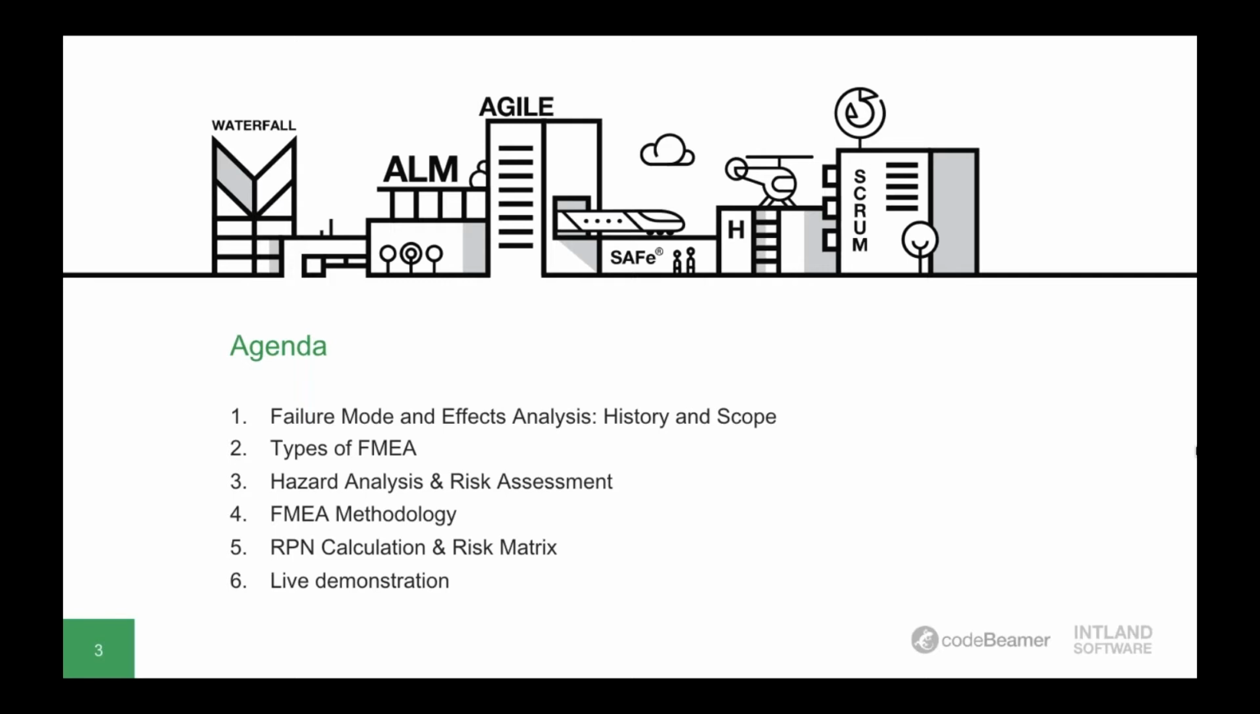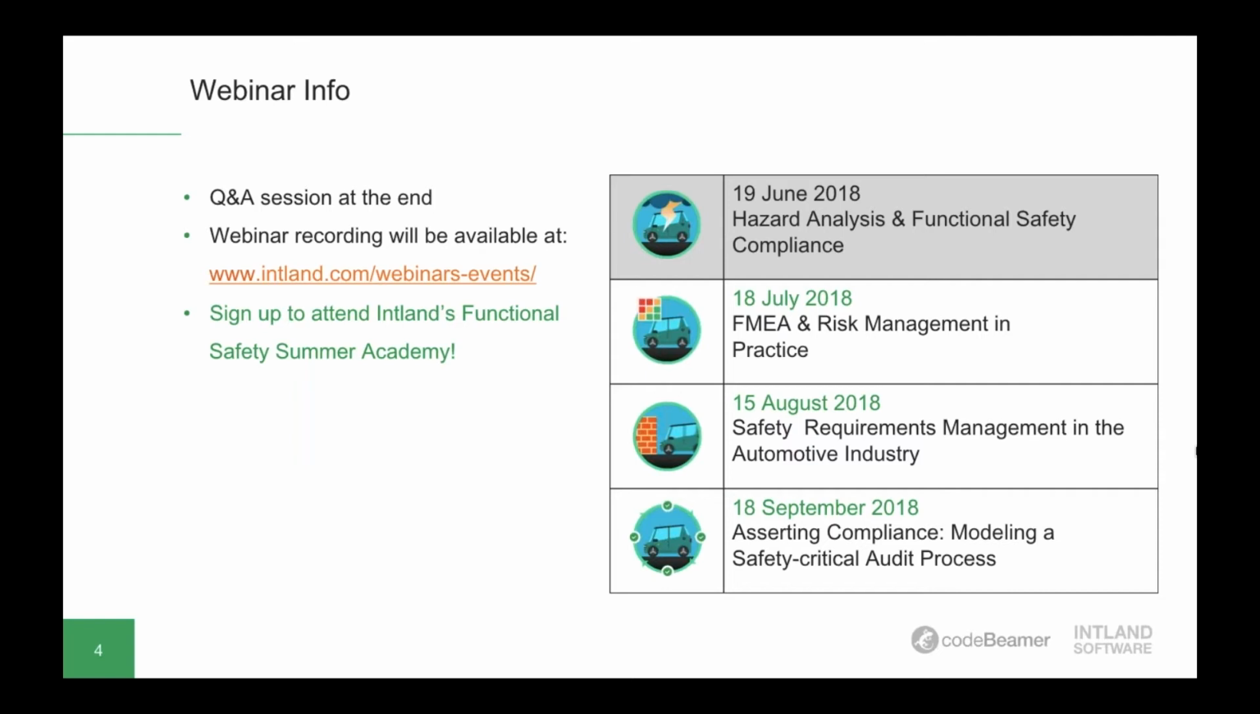Right, so let's start with a quick overview of today's agenda. First up is a brief introduction to failure mode and effects analysis. And after covering the types of FMEA, Adela will talk about FMEA in the context of hazard analysis and risk assessment, and she'll give us a rundown of the FMEA methodology. After this, we'll talk about calculating risk priority numbers and visualizing the overall risk levels of a product. And then finally, Adela is going to show us how FMEA is carried out using Codebeamer ALM.